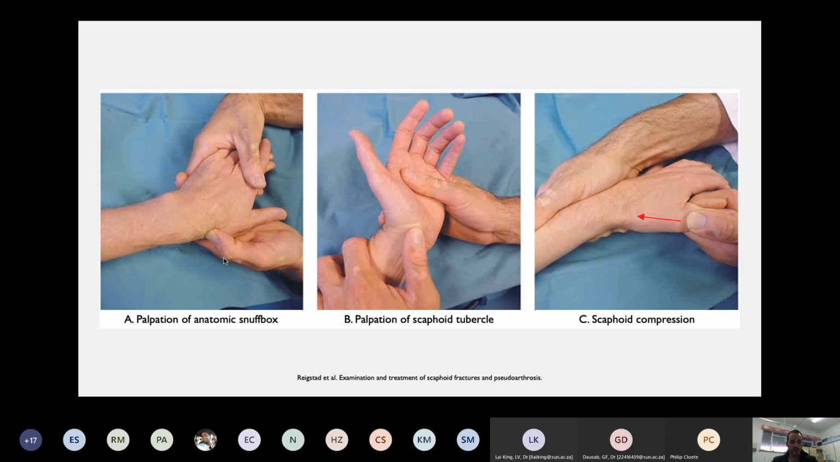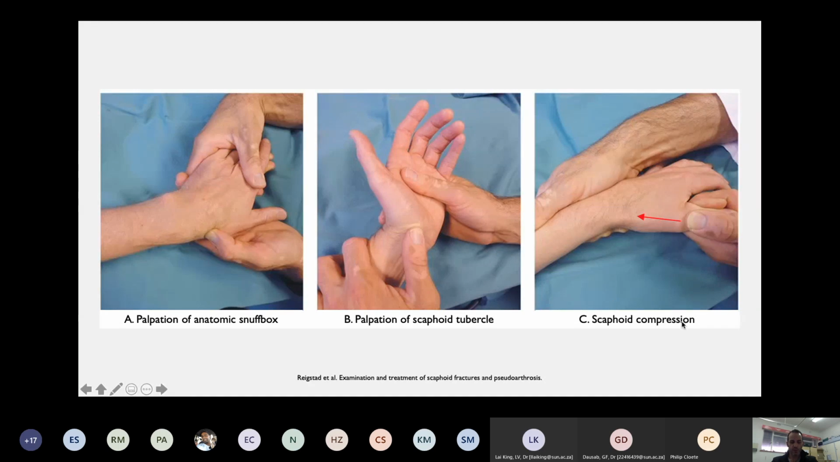So, specific tests for scaphoid fractures, from A to C: A is more sensitive, whereas C is more specific for scaphoid fracture. Remember, there are a lot of structures in the anatomical snuffbox. It's not only the scaphoid, there are arteries, veins, and multiple tendons and ligaments. Here she is examining the anatomic snuffbox with the thumb. I would advise using the pinky finger and just pressing over the scaphoid bone for tenderness. Palpation of the scaphoid tubercle is more specific than anatomic snuffbox tenderness.